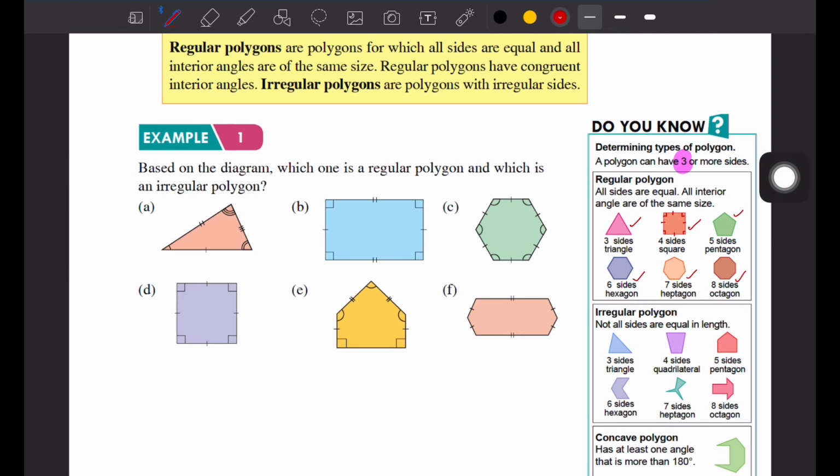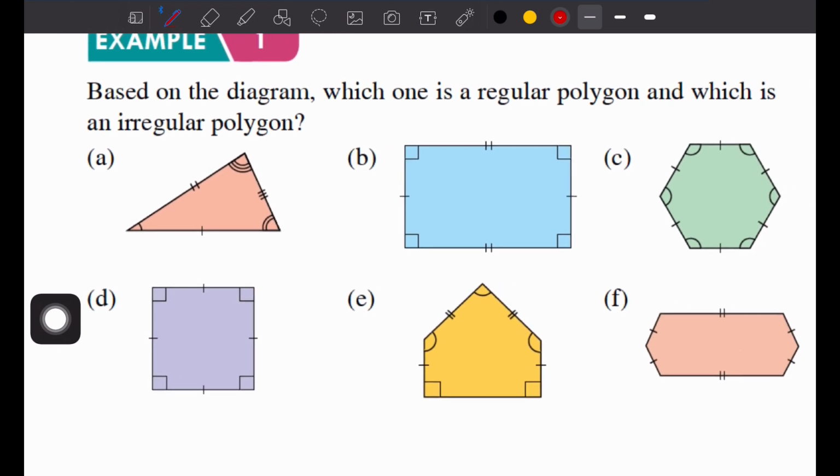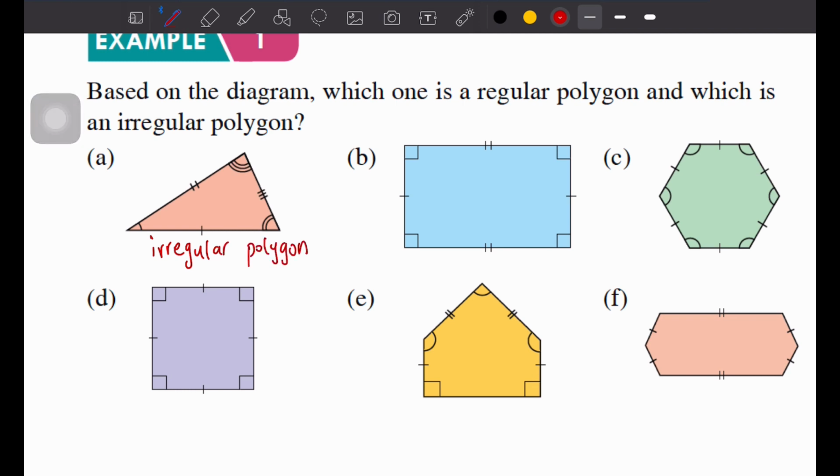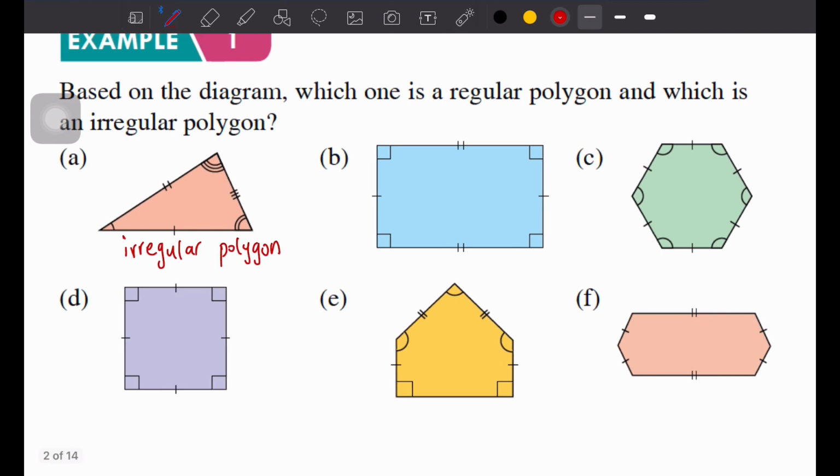Now let's look at example 1. Based on the diagram, which one is a regular polygon and which one is an irregular polygon? Look at the first one. Over here, di sini dah kita dah tahu, we can see that the lengths are not the same, tak sama. So this is an irregular polygon. At first glance, we already know that it is not a regular polygon.